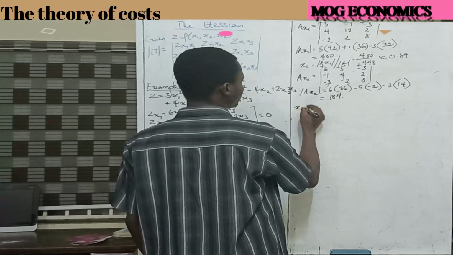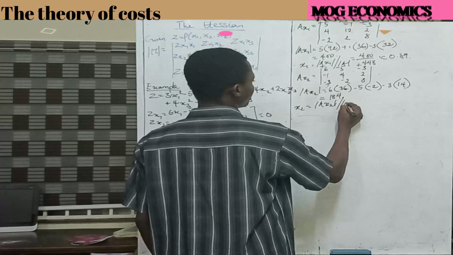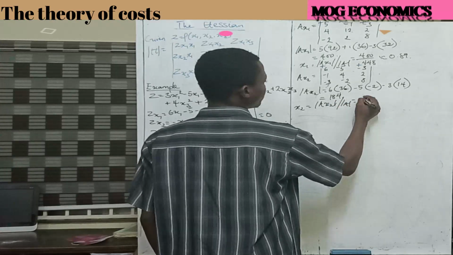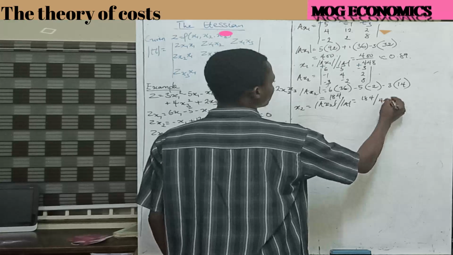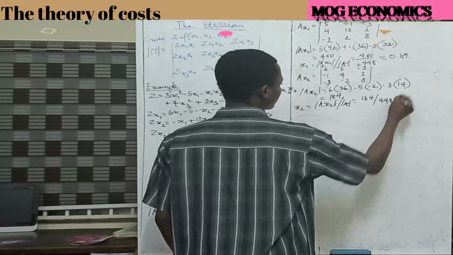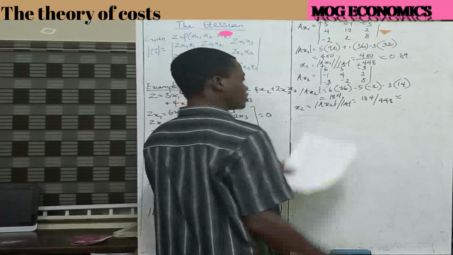So x2 equals determinant of Ax2 divided by determinant of A. So we have 184 divided by 448. Our answer is approximately 0.41.